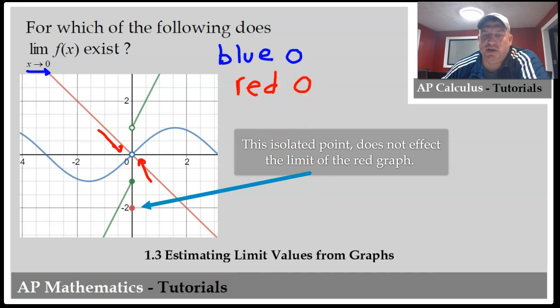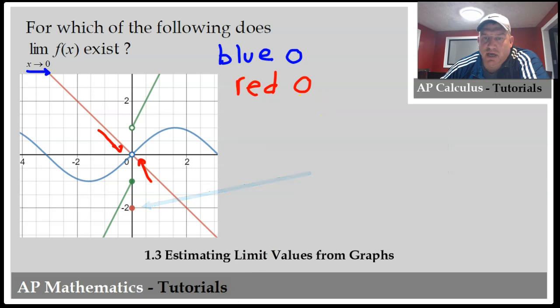Now let's look at the green graph. On our green graph, as we approach 0 from the left-hand side, it looks like we're starting on this part of the graph and we're approaching -1. So my left-hand limit is -1.